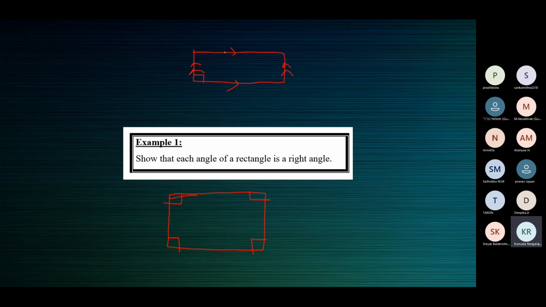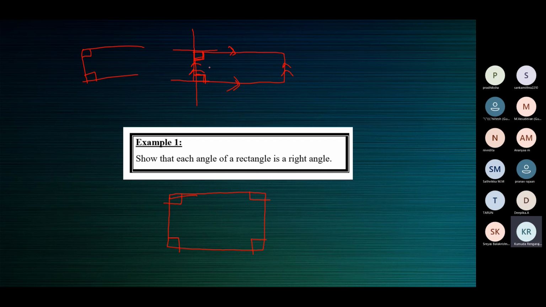And that is simple. These two lines are parallel, and this is the transversal. Co-interior angles are supplementary. If this is 90, this is also 90, because the lines are parallel. This is already 90 degrees by the definition, and this is 90 because co-interior angles are supplementary. 90 plus 90 only can be 180.